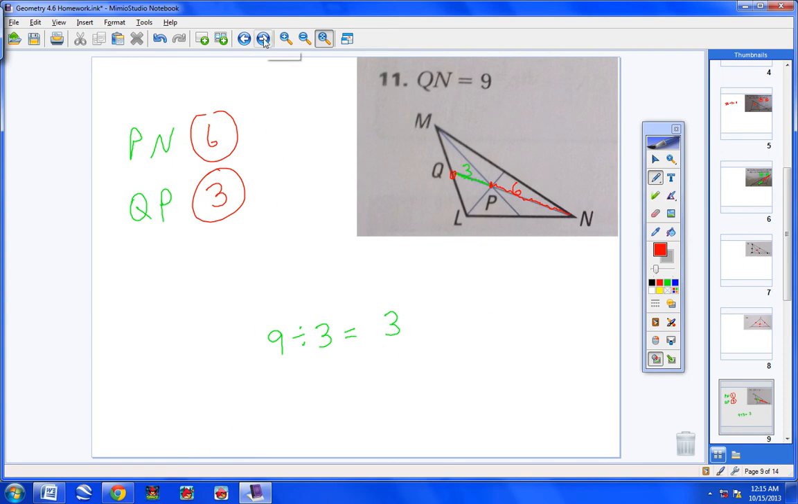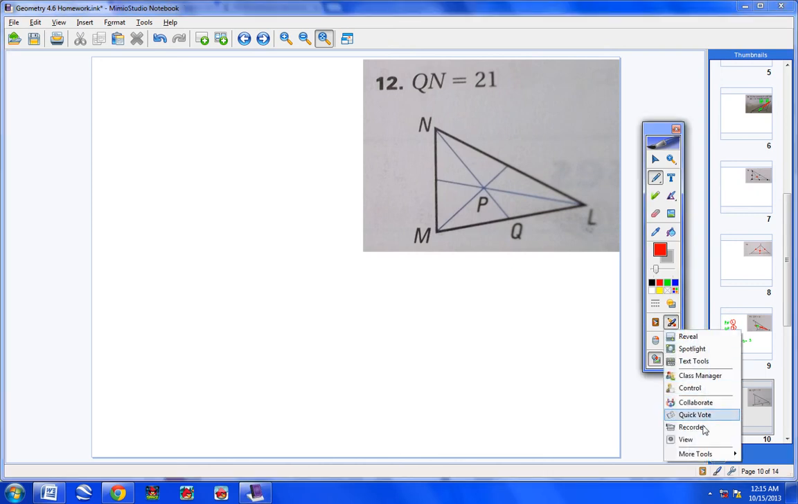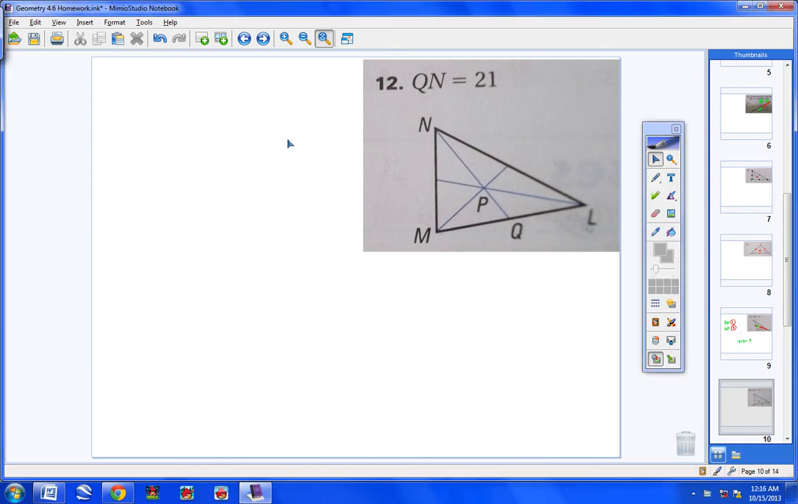All right, let's continue on. Number 12. On number 12, they tell us QN is 21. Now, please look, students. That's the entire median, QN. Whenever you're getting the entire median, it's always very helpful to take the entire median and divide it by 3. That will give you 1/3. So I come over here. Obviously, between the two segments, PQ and PN, PQ is the smallest one, so that's 1/3. So we know PQ would be 7.